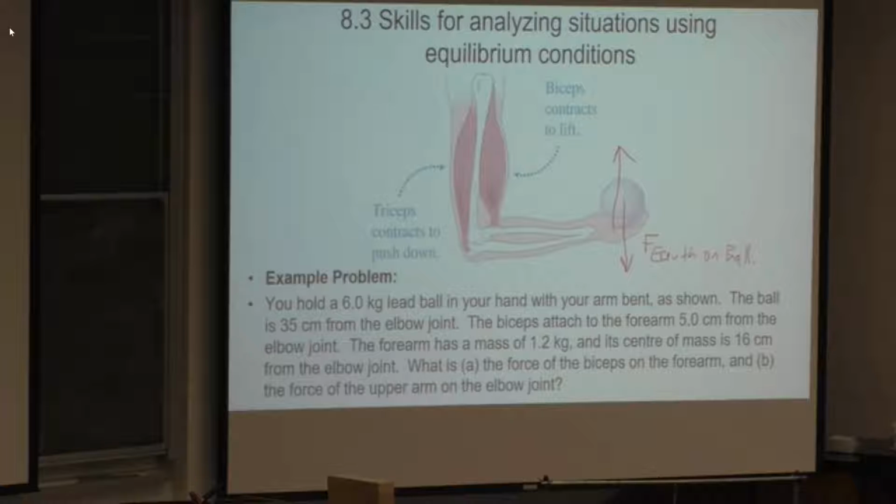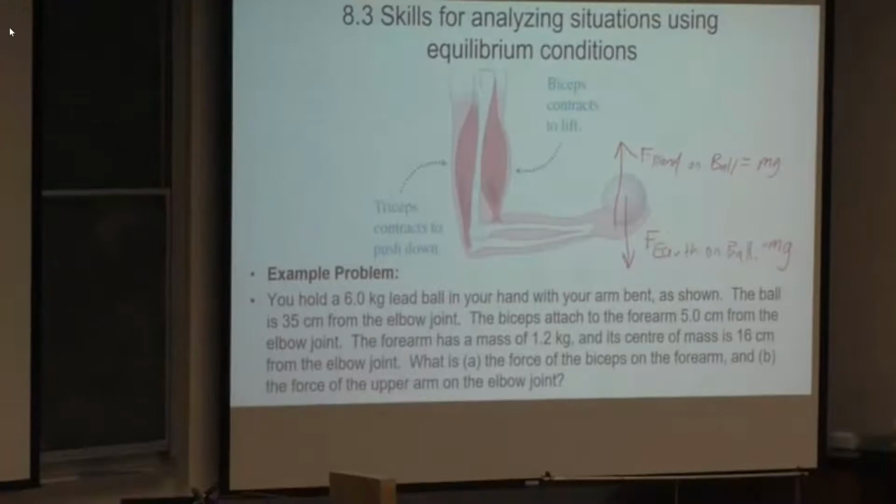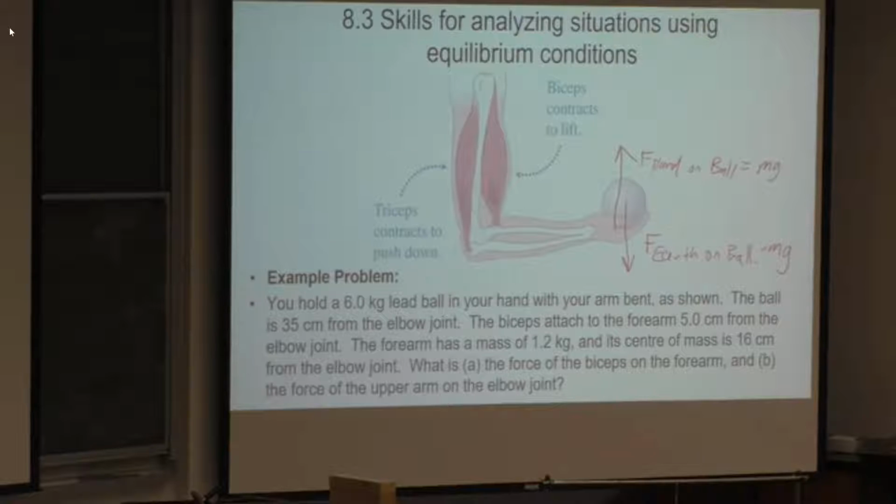This is the force of the hand on the ball, and that's equal to mg, to cancel that out. So what that means is that there's a force of the ball on the hand, which is down, and is equal to mg. Does that make sense? The F of the ball on the hand.